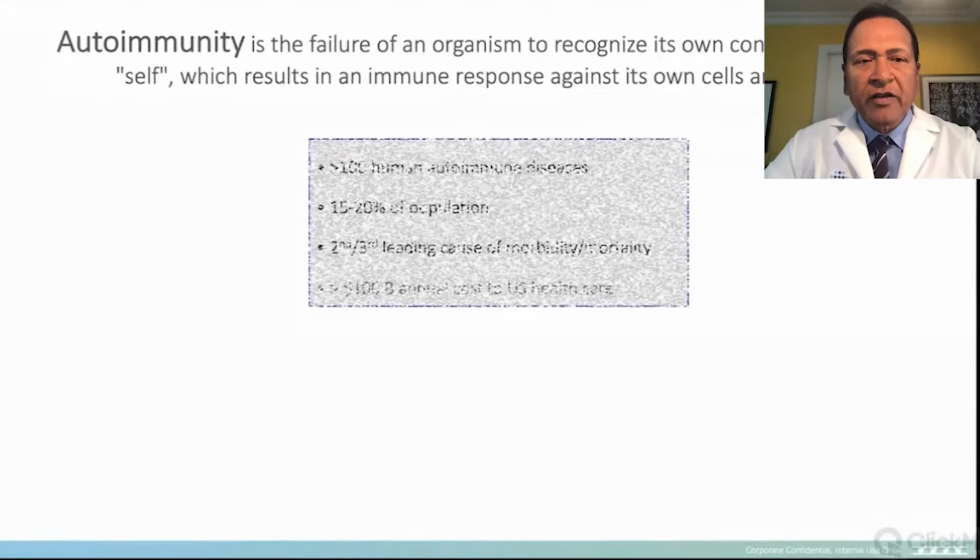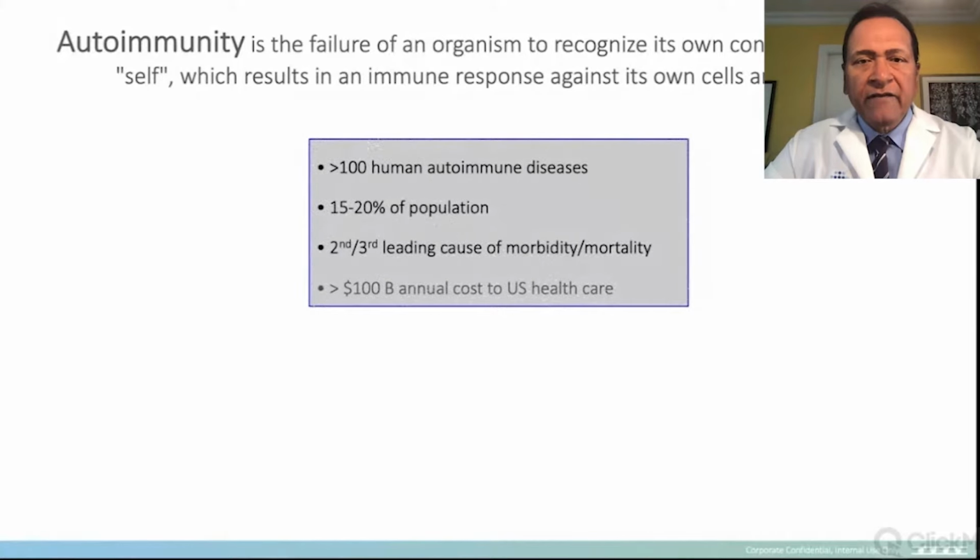And we can consider autoimmunity as the failure of an organism to recognize its own constituent parts as self, which then results in an immune response against its own tissues and cells. And it's been reported that there are over 80 to 100 human autoimmune diseases affecting probably 7 to 10% of the population with autoimmune disease, and 15 to 20% have some autoreactivity that we can detect.